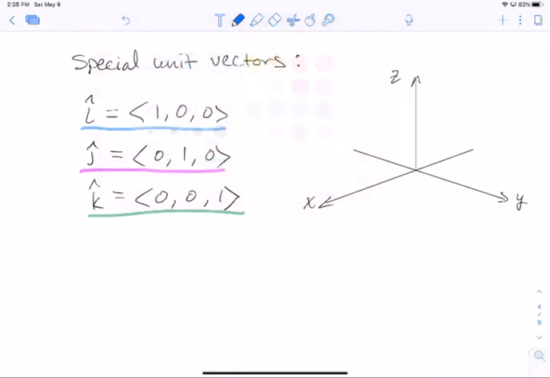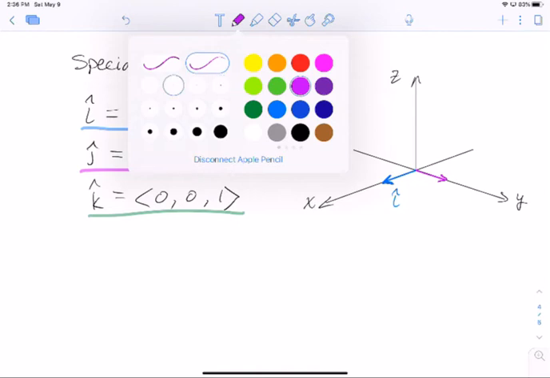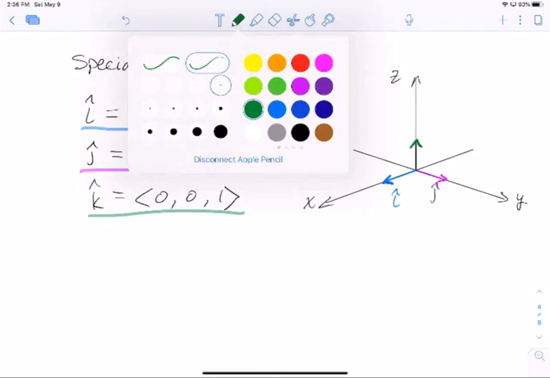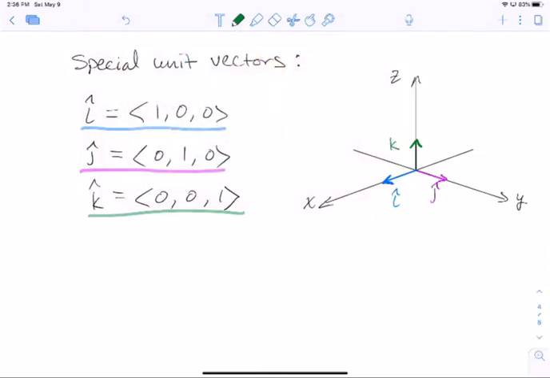I'm going to thicken this up too. It has an x component of 1, and the y and z components are 0. And so it's going to be along the x-axis. It's going to hit the point 1 on the x-axis, and that's the vector we're going to call i. Similarly, j has 1 as the y component, 0 for the x and z components, and so it will come out along the y-axis and have a length of 1, and that's our vector j. Our vector k, having 1 as the z component, is going to be the vector that comes up the z-axis and is 1 unit long.